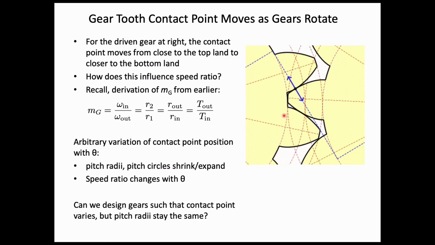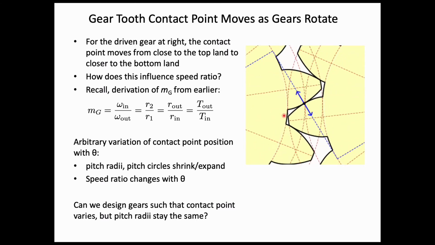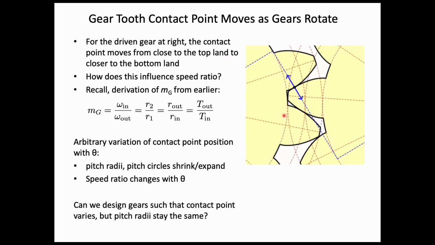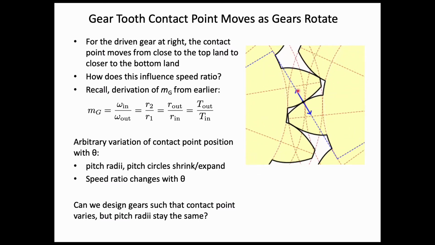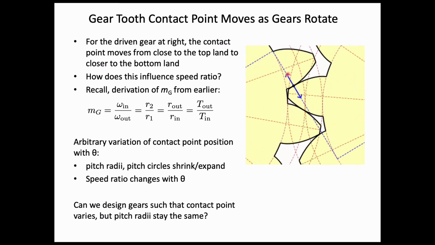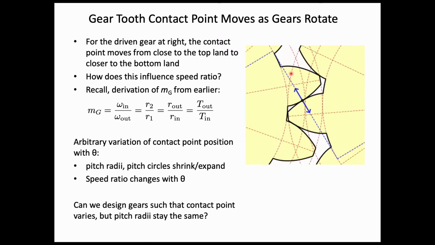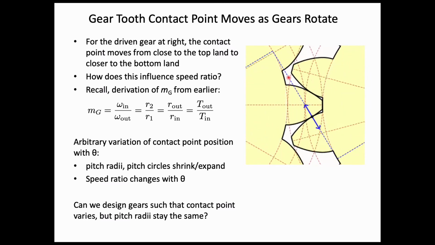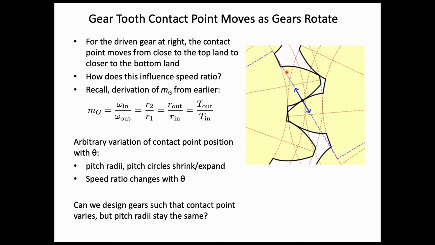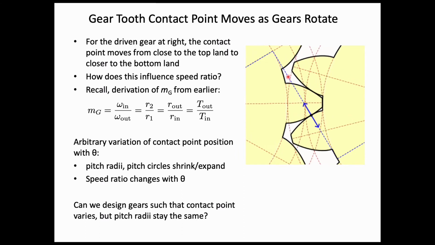So this leads us to this question: can we design gears such that the contact point varies, but the pitch radii stay the same? The first part of this question, the contact point varying, this is something we're not going to get away from. If we have pairs of gear teeth coming in and leaving contact as the gear set rotates, the point of contact is going to move.